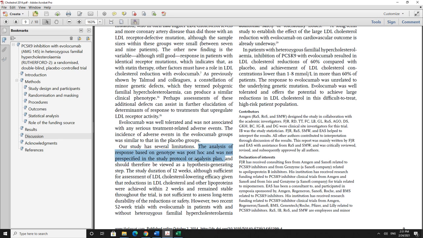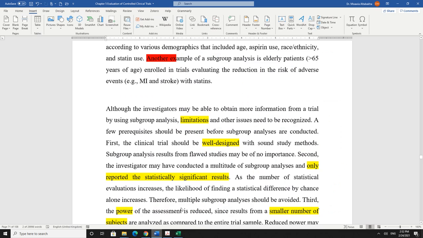Okay, but of course, any limitation they have to respond to. Then why is this useful if you did it post hoc? Okay, they will tell you that it was not specified in the study protocol, and should therefore be viewed as hypothesis generating. Meaning he says, okay, I don't want to claim that this is accurate, but it can be used in the future if they want to do genotype analysis. Okay.